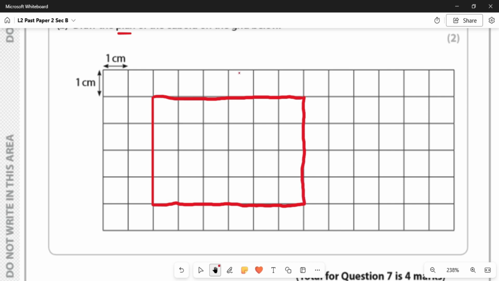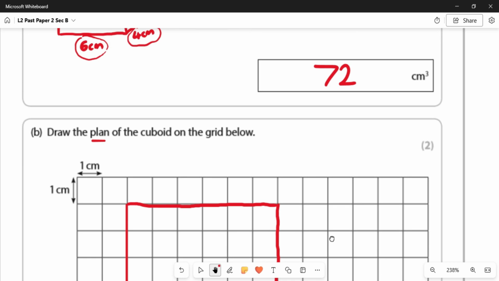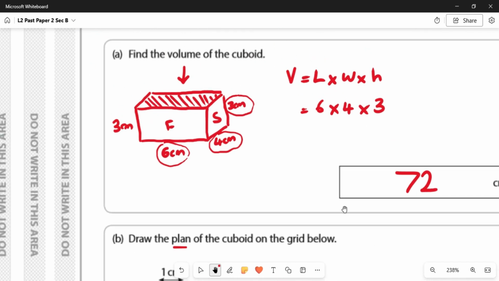There you go. That's all you do. You don't even need to label it as well. We know that's going to be 6 across, 4 going this way, anywhere on that grid, and you get 2 marks just for doing that. 4 marks in total. Yep. Well, let's move on to the next question.